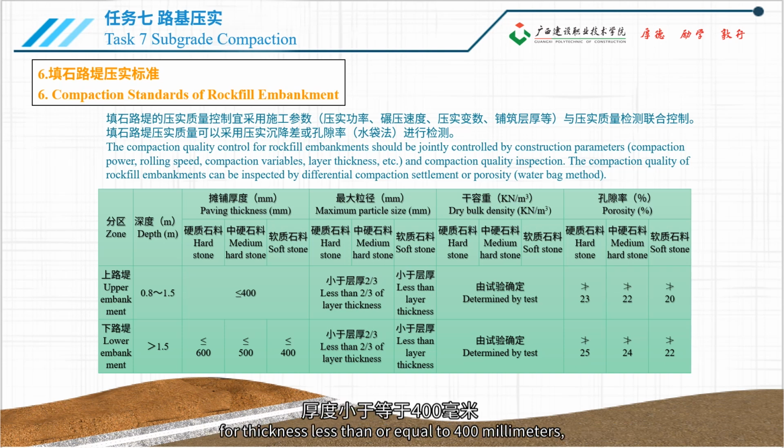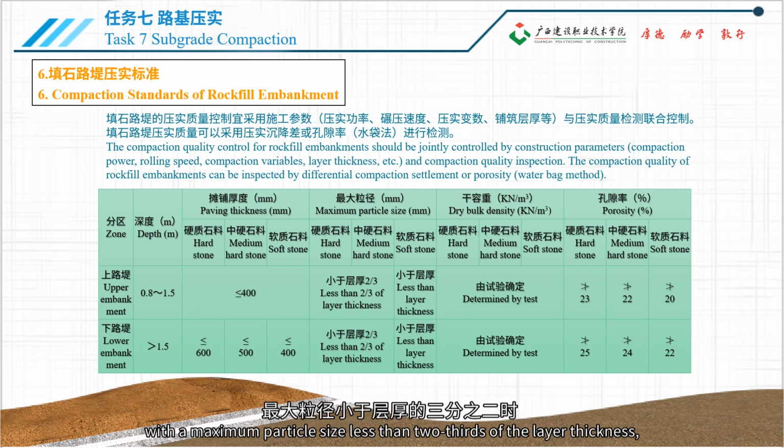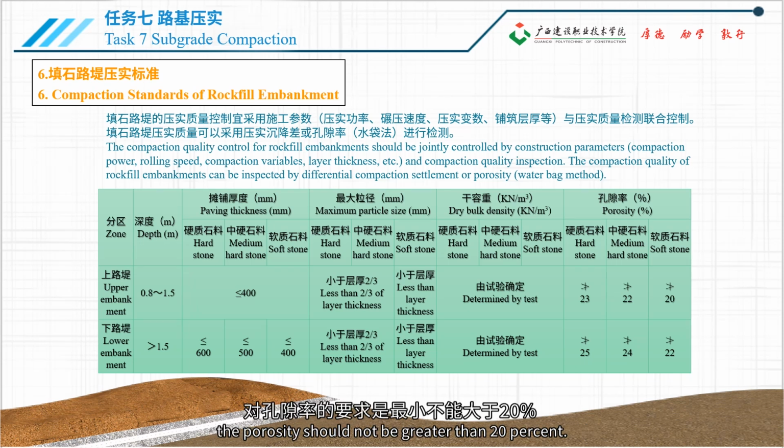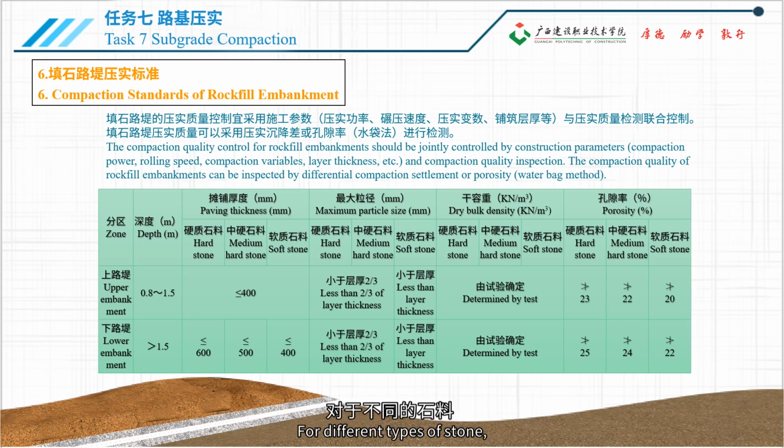For thickness less than or equal to 400 mm, with a maximum particle size less than 2/3 of the layer thickness, the porosity should not be greater than 20%. For lower embankments, for different types of stone, the thickness also varies, but the maximum should not exceed 600 mm, with a layer thickness less than 2/3, and the minimum porosity should not be greater than 22%.